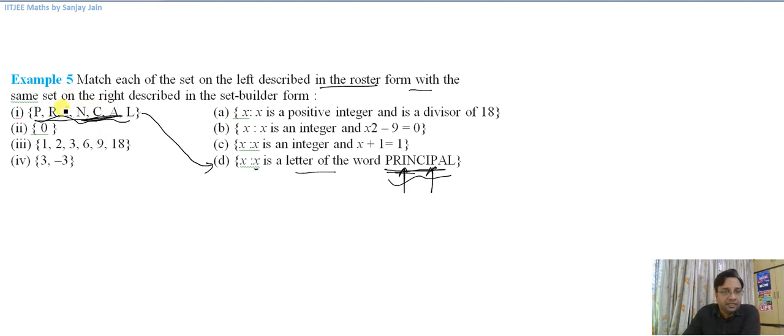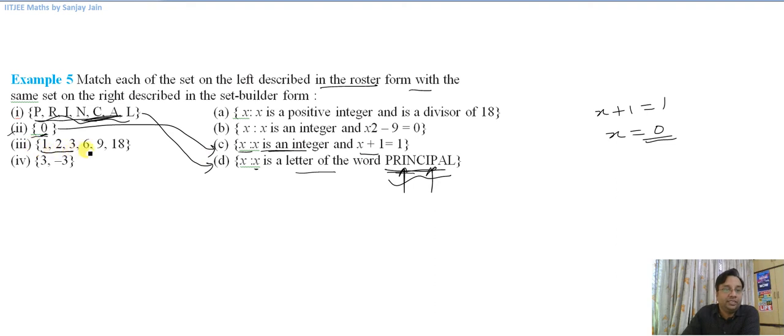Okay, and then in the next set written in the roster form, I have got only one element inside, which is 0. Now look at this. If x is an integer and x plus 1 is equal to 1, then what will be x? x will be equal to 0. So x is an integer, and 0 is obviously an integer. So this is matched with this answer.